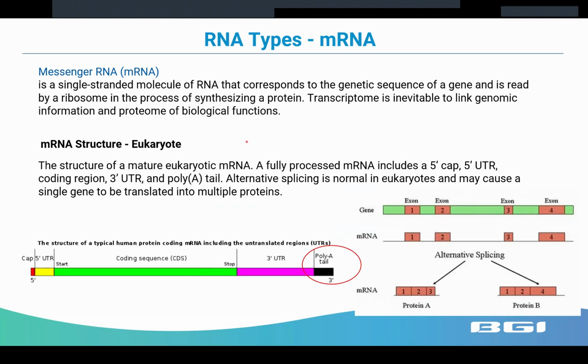Let's learn more about the mRNA. mRNA, which is short for messenger RNA, is a single-strand molecule of RNA that corresponds to the genetic sequence of a gene and is read by a ribosome in the process of synthesizing a protein. In the eukaryote, a fully processed mRNA includes a 5' cap, 5' UTR, the coding region, the 3' UTR and the poly-A tail. Actually, alternative splicing is normal in eukaryotes and may cause a single gene to be translated into multiple proteins.